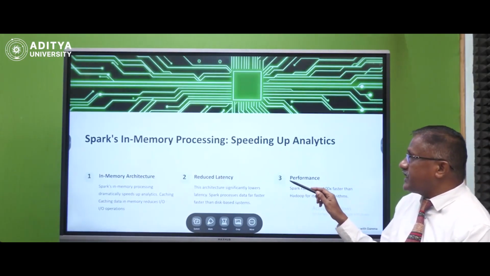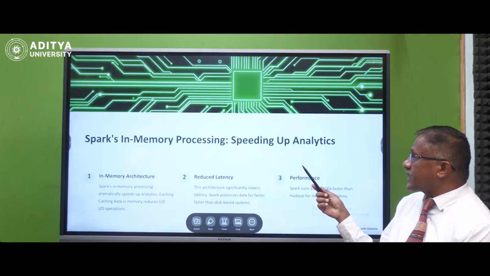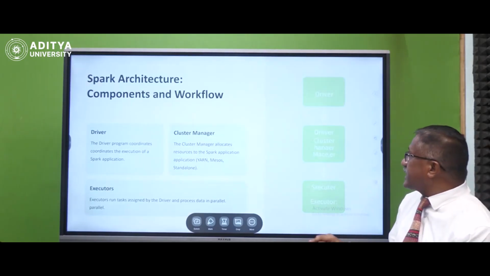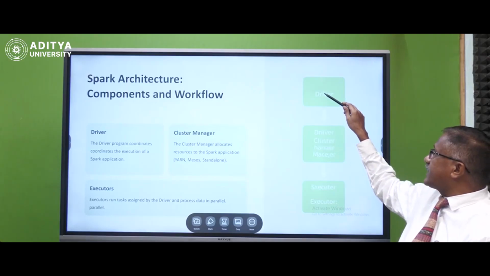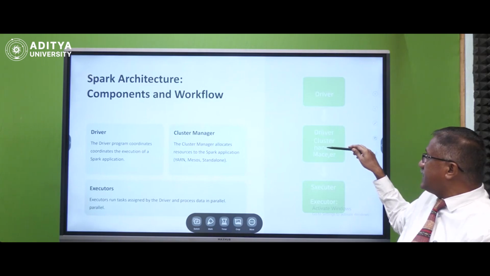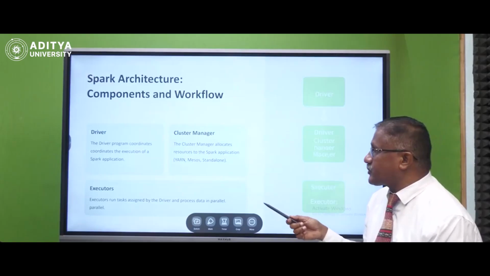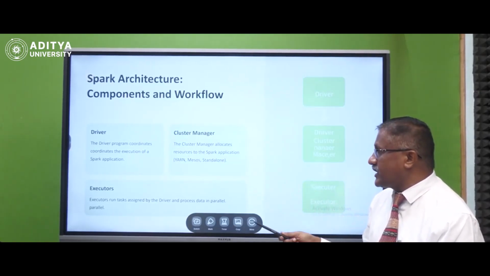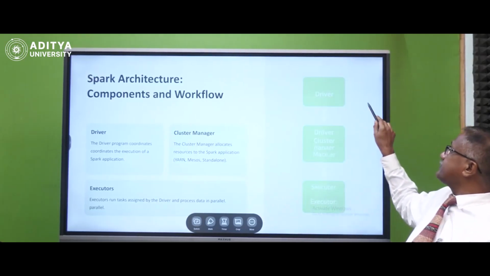Spark in-memory processing: the in-memory architecture reduces latency and improves performance. All these things speed up the analytical purpose. Now we can see the architecture: executor, driver, cluster manager. The driver coordinates all the execution of the Spark application. The cluster manager allocates resources to the Spark application. Executors run tasks assigned by the driver and process the data in parallel.